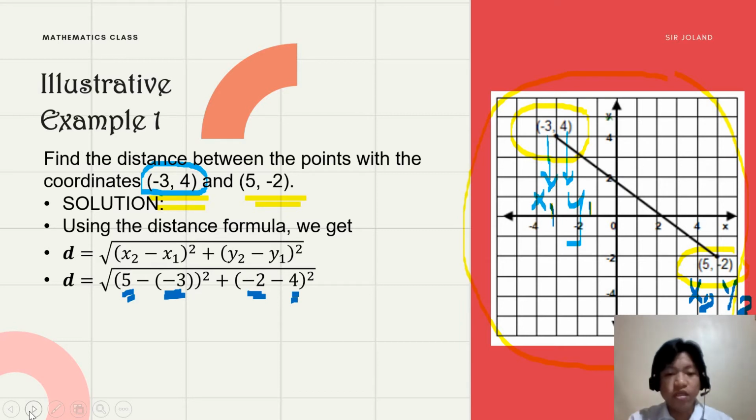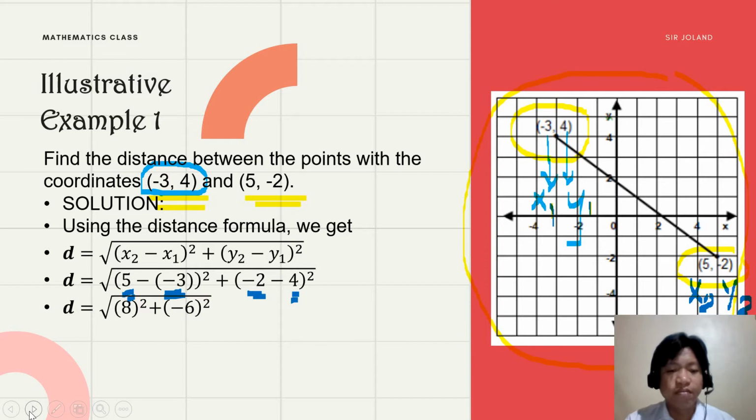So, be careful on this kasi ito yung pinakaimportanteng part. Yung masubstitute nyo ng ayos yung values na ilalagay natin, i-designate natin sa x sub 1, y sub 1, x sub 2, and y sub 2. Okay? And then, the next would be, you just follow the order of operations. So, here, we have rule of signs. Okay, balikan natin yan sa integers.